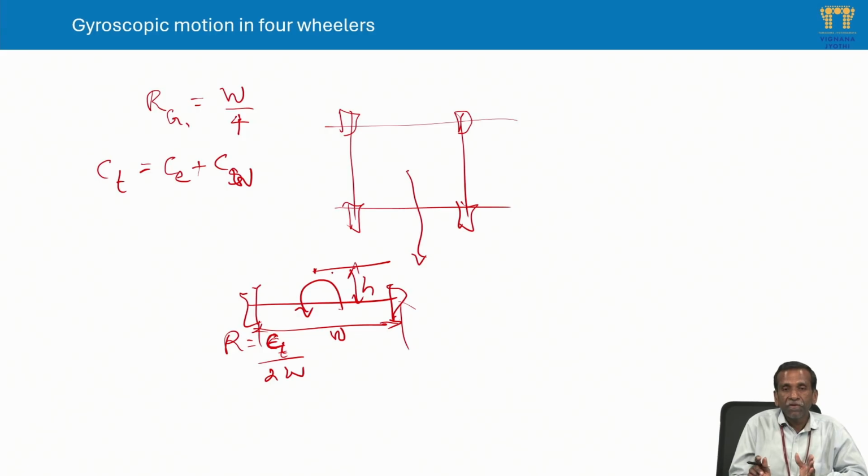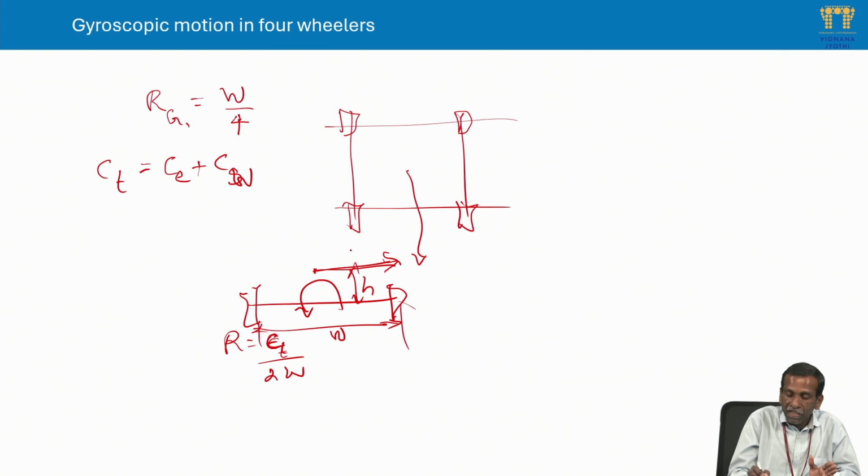Centrifugal force is away from the center of the circle, towards the outer side. So this is the centrifugal couple. How do we calculate the centrifugal couple?